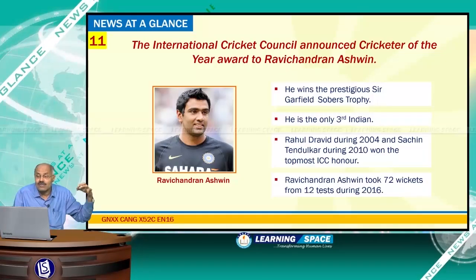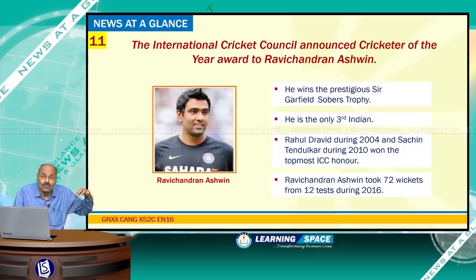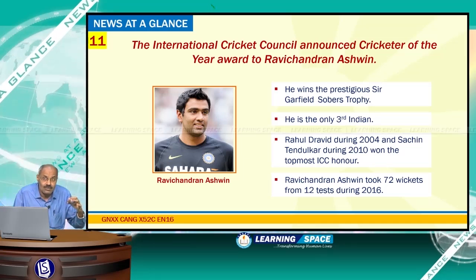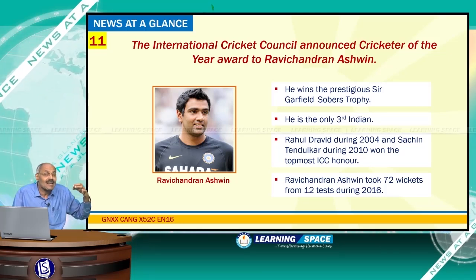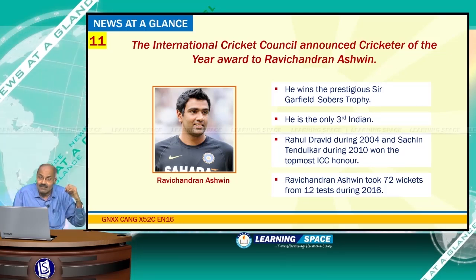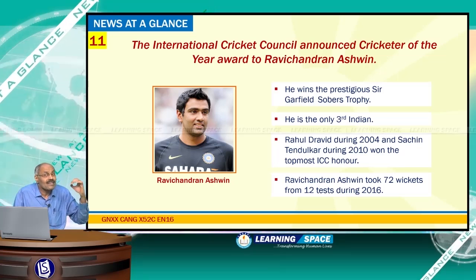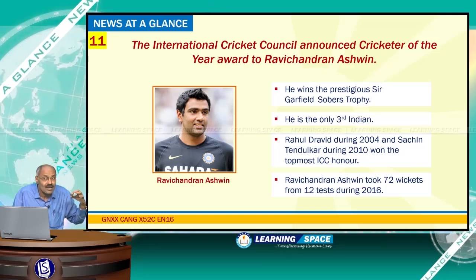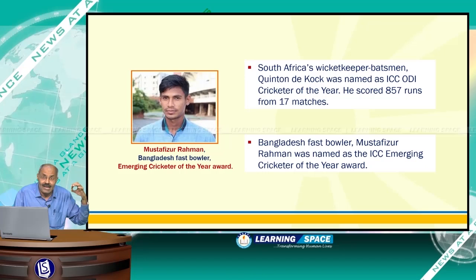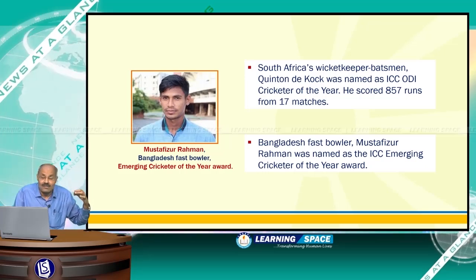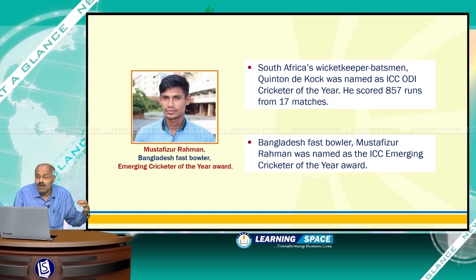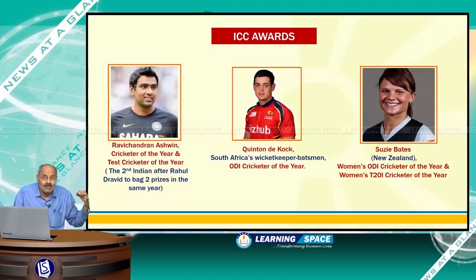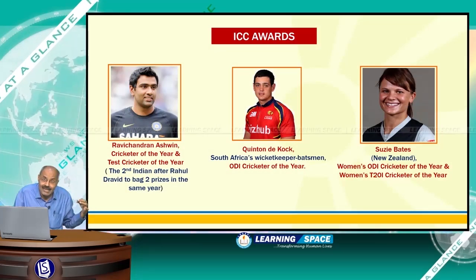The International Cricket Council announced Cricketer of the Year award to Ravichandran Ashwin. And 3-4 important points I would like to tell you. He wins the prestigious Sir Garfield Sobers Trophy. That is the one part. And he is the only 3rd Indian to get, after Rahul Dravid and Sachin Tendulkar. Then another important aspect is here South Africa's wicketkeeper batsman Quinton de Kock was named as ICC ODI Cricketer of the Year, and Bangladesh fast bowler was awarded Emerging Cricketer of the Year.